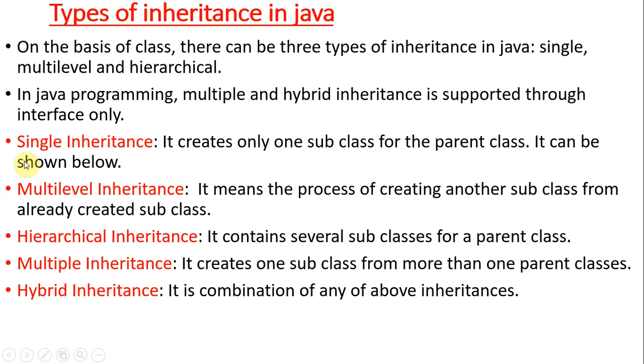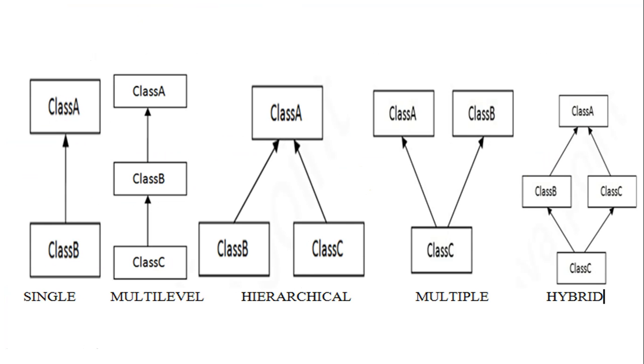So what is meant by single, multilevel, hierarchical? Single inheritance means creating only one subclass for the parent class. It is all shown here.